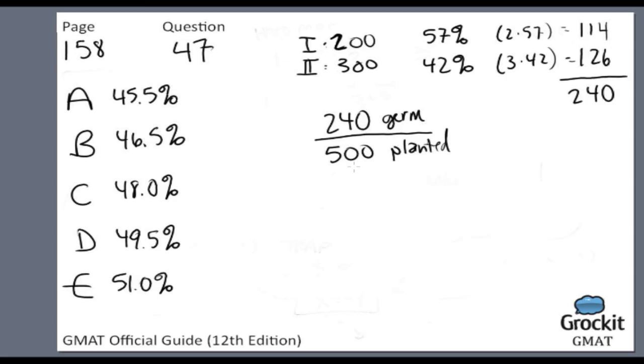We need to simplify our fraction. Get rid of the zeros first. We get 24 out of 50. We can divide the numerator and the denominator by 2. We get 12 out of 25, and from there we actually do have to do the math.